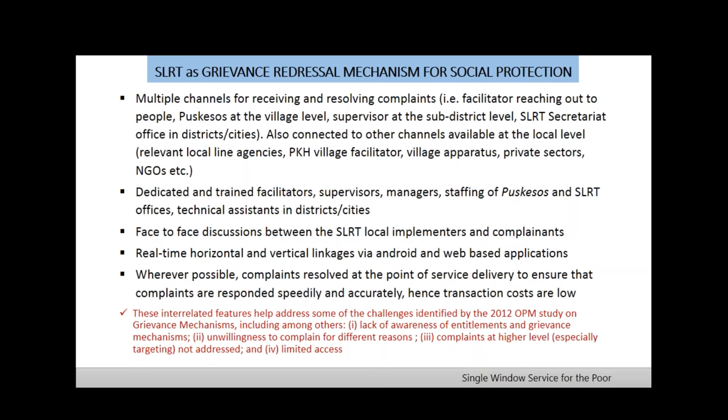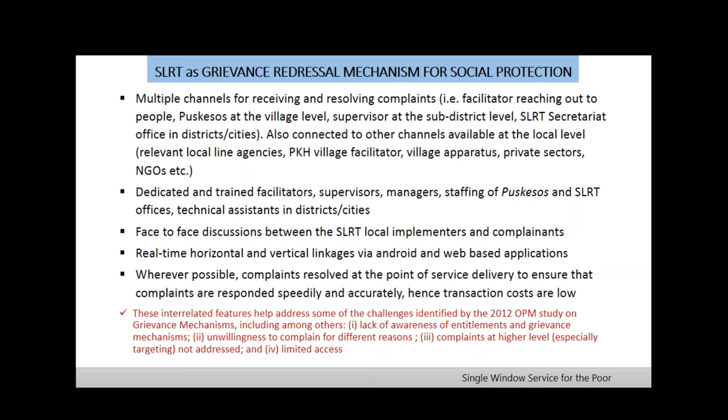As mentioned before, SLRT is equipped with Android and web-based applications installed in the computer tablets provided to the facilitators. And these provide real-time horizontal and vertical linkages, from the facilitator level at the community and village level, to the sub-district where you have the supervisor, and then the SLRT secretariat at the district or city level, the provincial level, up to the national level. It is connected by this system.